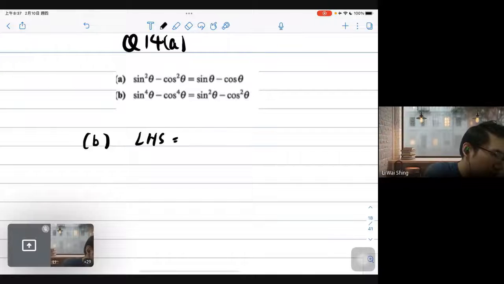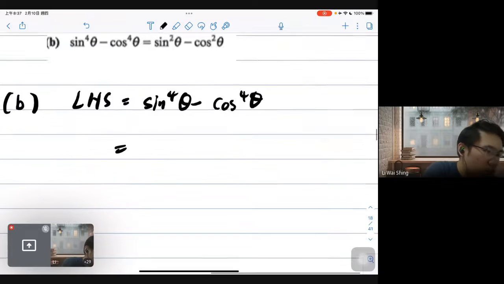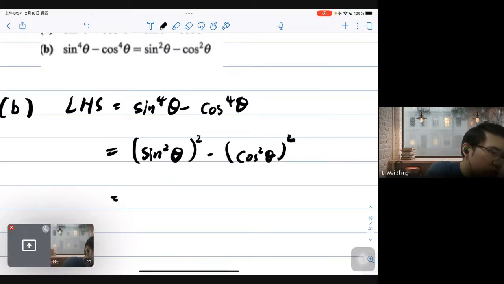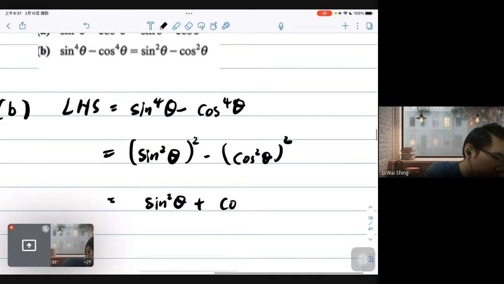Left-hand side equals to this thing here. So, lots of you know that you need to change it into square and square. OK, the second power of the second power is the fourth power. Minus cosine square theta squared, a square minus b square, a plus b, and then a minus b.